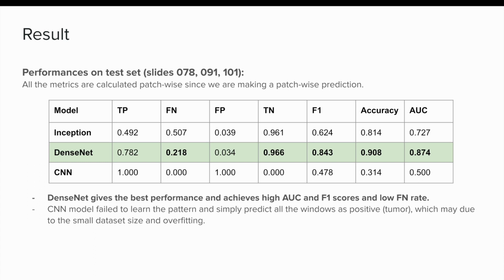Both Inception and DenseNet give us satisfying results, and we can see that DenseNet outperforms Inception v3, giving us the best performance. It achieves high AUC and F1 scores and a low false negative rate.